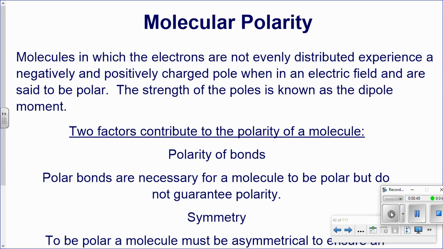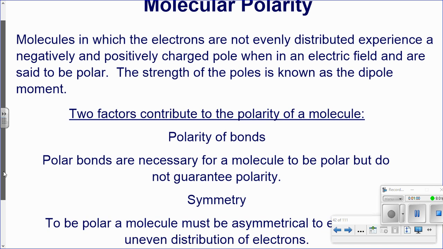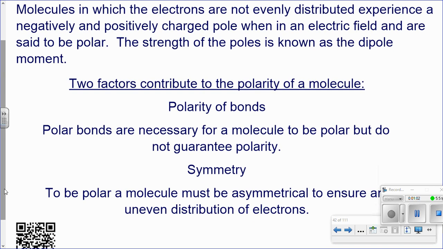Okay? So as you can read here, the distribution of electrons is a big deal. And the strength of that is called the dipole moment. Now, we won't talk too much about dipole moments. I think I briefly introduced them in another video. But two factors that contribute to whether a molecule is polar or not is, first of all, the polarity of the bonds. For example, if I have a carbon-chlorine bond, that's a polar bond where this side is slightly negative and this side is slightly positive.